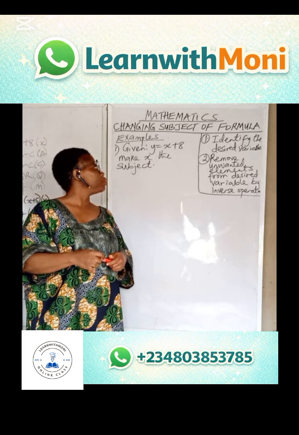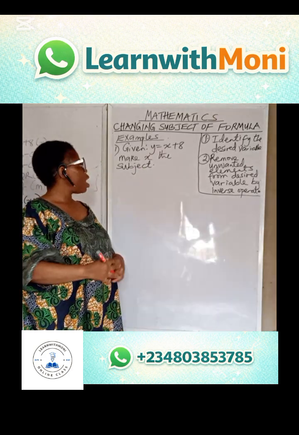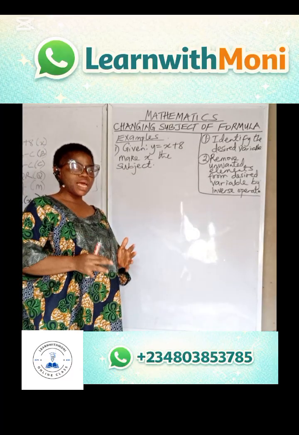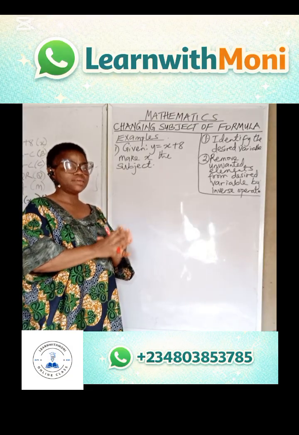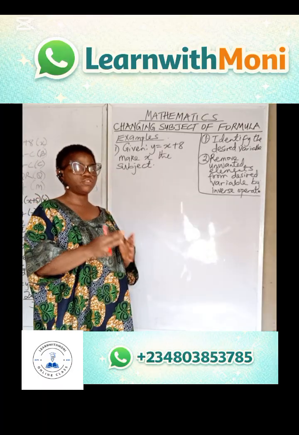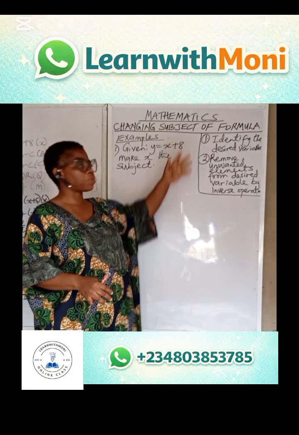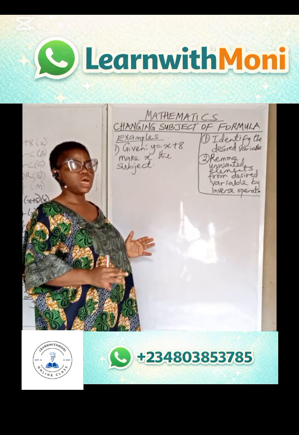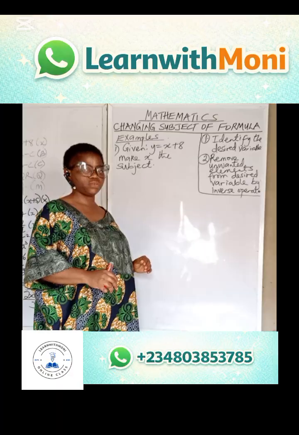This is an example. We are given that y is equals to x plus 8, and we are told to make x the subject of the formula. Making x the subject of the formula means that make x stand alone. That is the meaning of make x the subject of the formula. This means this x that is standing with plus 8 on my right hand side, we want to make it stand alone on the left, just like this y is standing alone on the left.